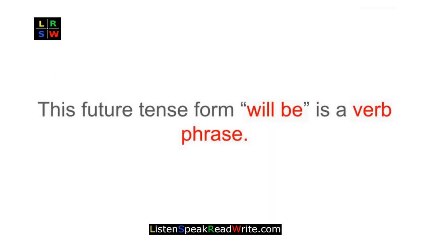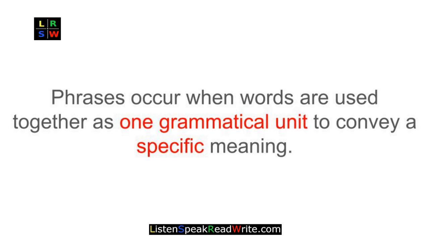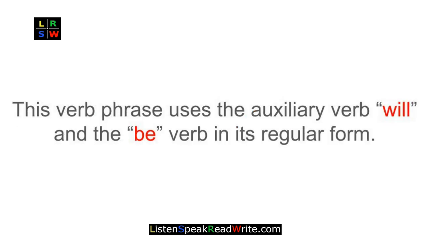The future tense form will be is a verb phrase. Phrases occur when words are used together as one grammatical unit to convey a specific meaning. This verb phrase uses the auxiliary verb will and the be verb in its regular form.